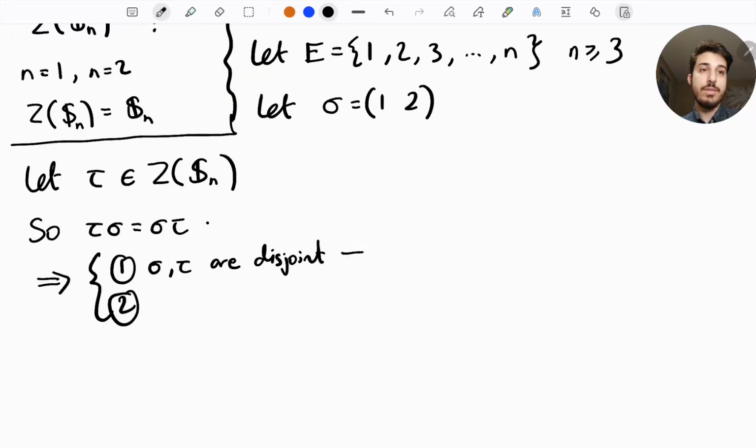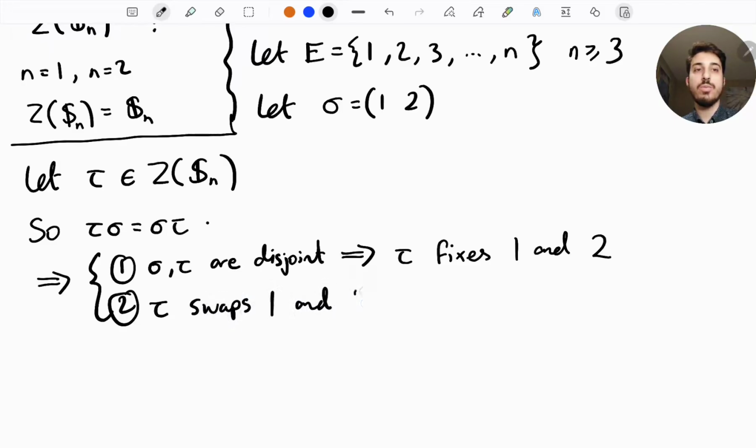So if they're disjoint, that means that tau does not contain 1 and 2 in its cycle decomposition, so tau fixes 1 and 2, or sigma and tau are not disjoint, but then tau has to swap 1 and 2. Because remember, in symmetric groups, we've said that disjoint cycles are commutative, which is why we ended up deducing these two possibilities, where one of which is true.